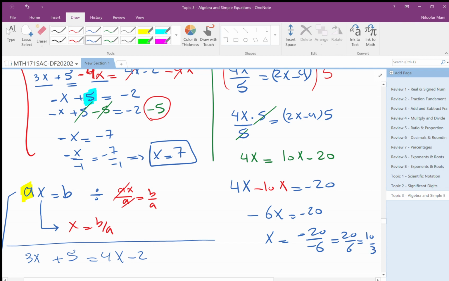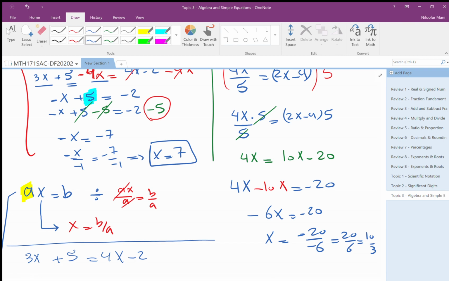So I want to solve an equation. An equation is two math expressions. So I simplify each side if I have to. If I have fractions, I multiply both sides by the least common denominator, because I want to make it easier for myself. I want to remove fractions.